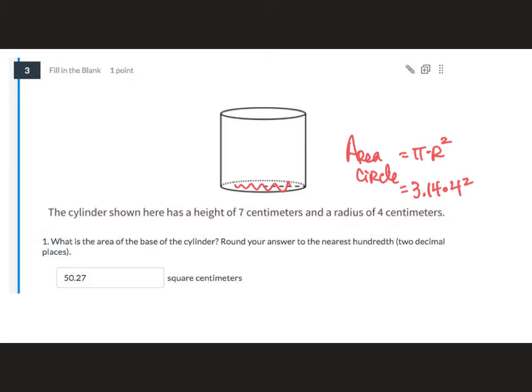Grab a calculator and we're going to do 3.14 times 4 squared. And what do we get? That's 50.24. So 50.27 is if you use the pi button. It also took 50.24 as an answer. It actually took a couple of things on there. And again, we did want the 2 decimal places. We have the 2 decimal places.